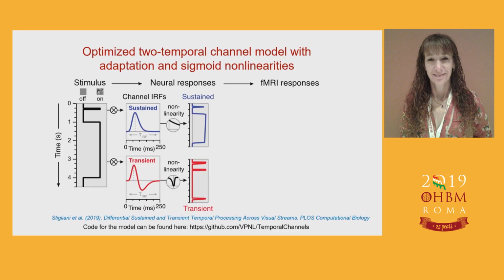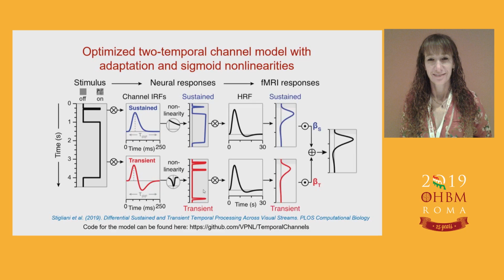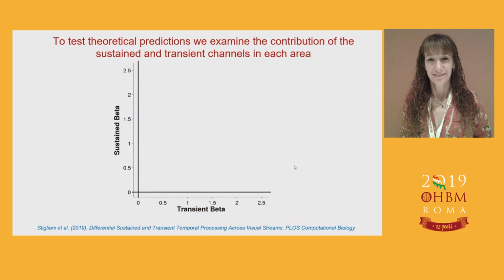In addition, in the transient channel, in addition to modeling the duration of the IRF, we changed the nonlinearity to a compressive nonlinearity in the form of two sigmoids, and we independently infer the parameters for the offset and onset responses. But afterwards, the model is the same. We're going to convolve each channel with the HRF and estimate the contribution of the different channels with the beta weights.